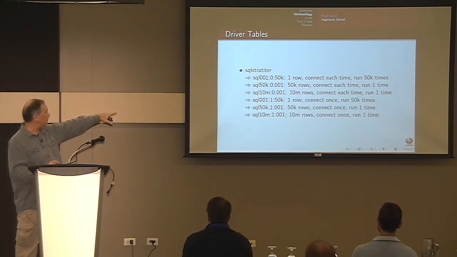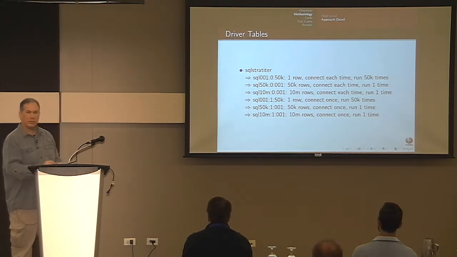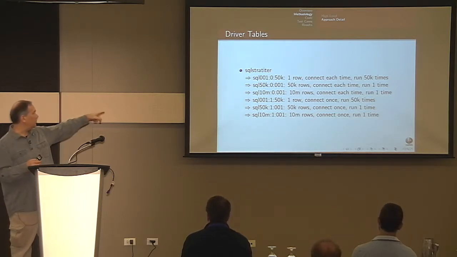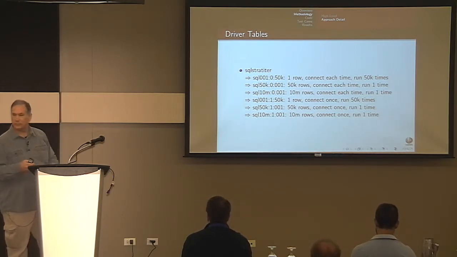And then this third case is 10 million rows. So this was to get an idea of what it would look like if you were doing more of an e-tail kind of load. So it's going to grab 10 million rows in one query in both cases.